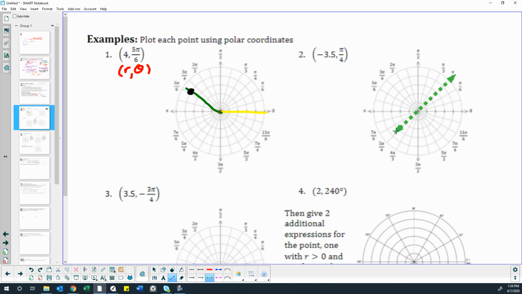However, it's a negative radius. So I'm going to go ahead and mark that entire line because of a negative radius, that instead of going forward 3.5, I'm actually going backwards along that line. So it really ends up being at the angle 5 pi fourths instead. 1, 2, 3.5. So there's our point right there. Does that make sense? How we did a positive angle pi fourths, but then a negative radius backwards.